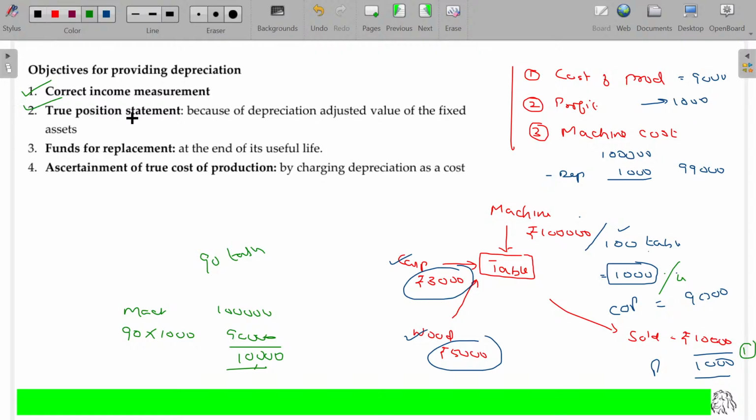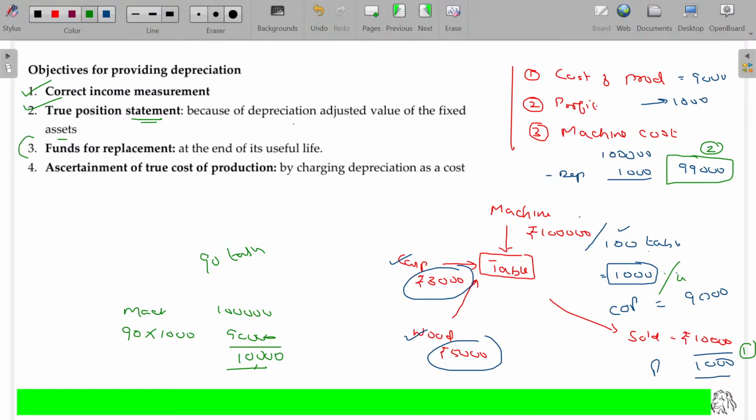Second one is true position statement. Because of the depreciation, the adjusted value of the fixed assets can be calculated. This is the true value of the asset by the year end. By the year end, what is the value of the assets, sir? Is it 1 lakh? No, sir. At the time of purchasing, it was 1 lakh. Today, it's not 1 lakh because of the usage. 1,000 has been reduced. Hereafter, it's only 99,000. Unless you show the value of the assets as 99,000, the financial position is not a true one. It's a wrong one.